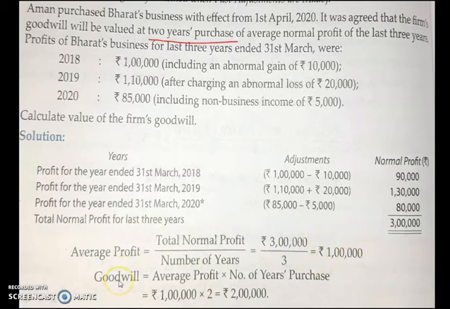Now our fourth and last step is finding out goodwill. The third step was 2 years purchase, so you got that. Now the fourth step is finding the goodwill. With this formula you have to calculate the goodwill: average profit into number of years purchase. How much is the average profit? From step 2 you got the average profit, it is 1 lakh. Into number of years purchase, from step 3 you got 2 years purchase. Multiplying this you will get 2 lakh. This is your value of goodwill.